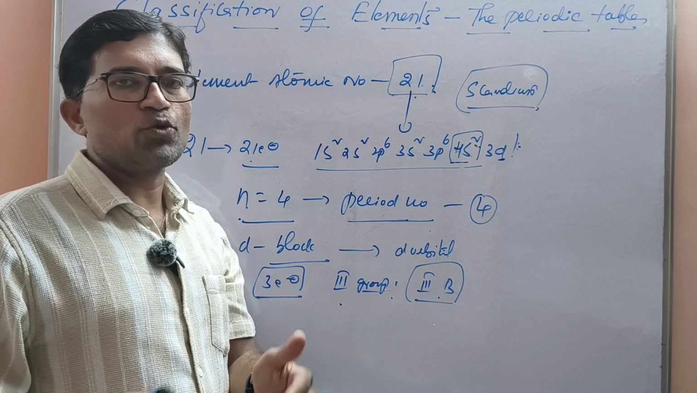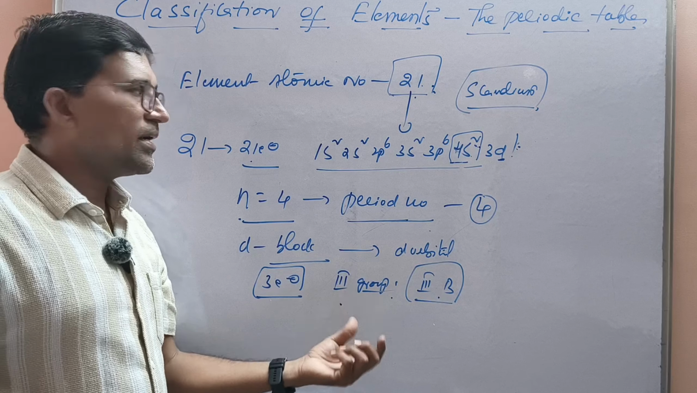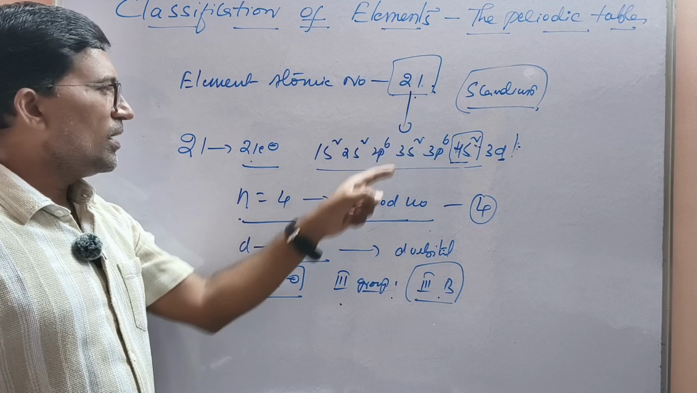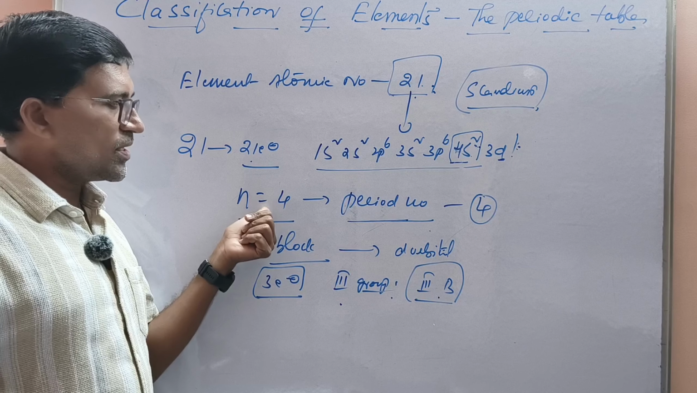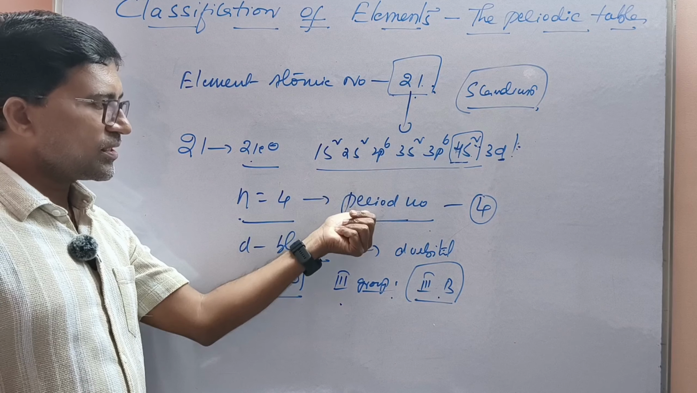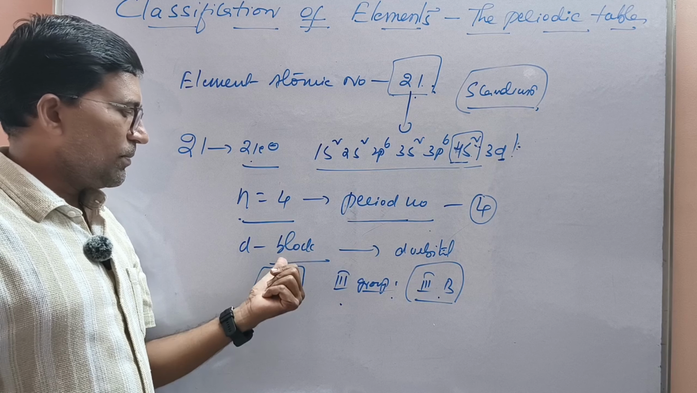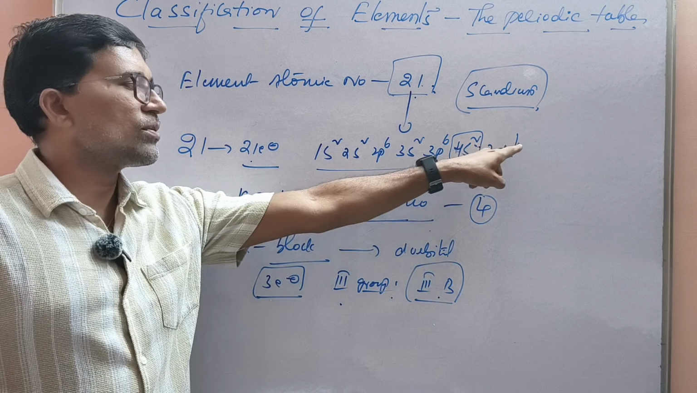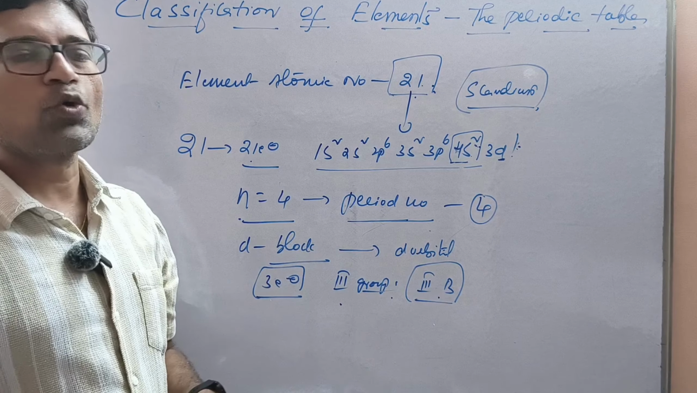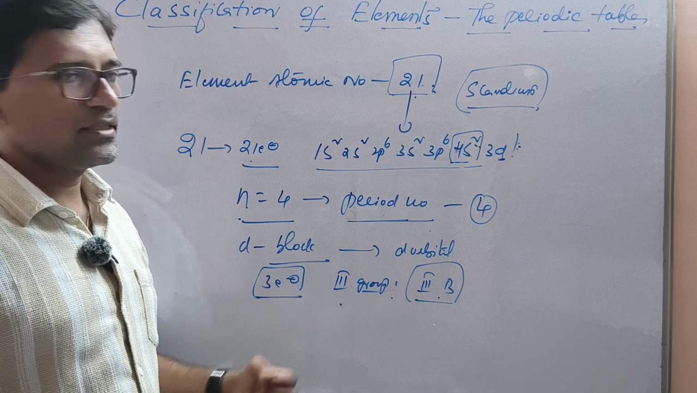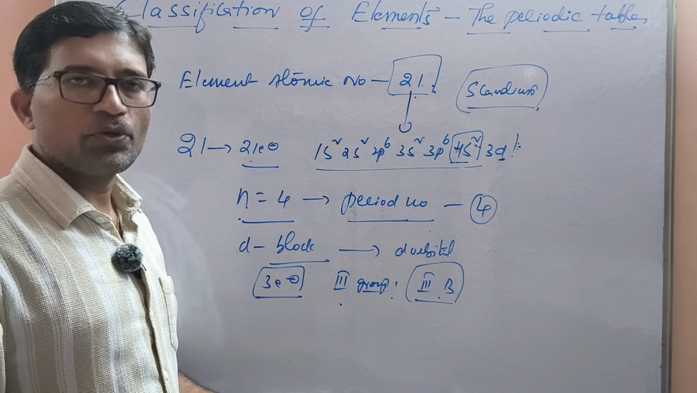That is, transition elements, and the element name is scandium, and the shell number n is equal to 4, right? So hence it comes under the fourth period, d block, and 3 electrons are there. That gives rise to the group number here, that is third B group. Is it clear? I hope you understood.